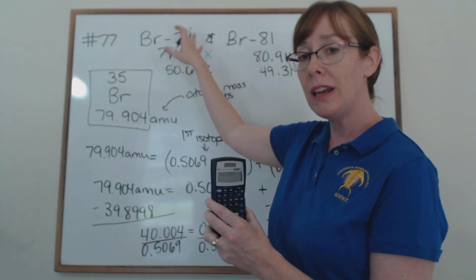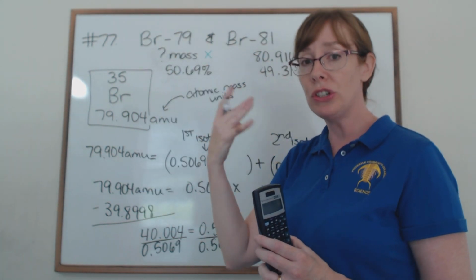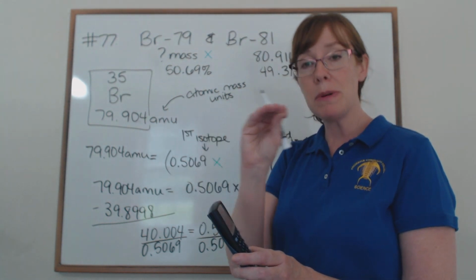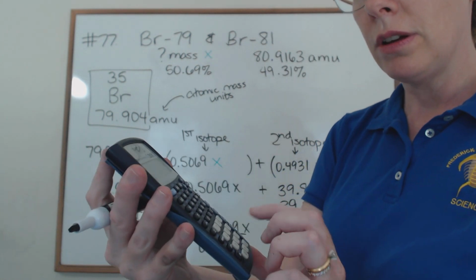Because remember, each proton and each neutron is one atomic mass unit, so it should be around 79. Now, not exactly, because it's not that perfect, but it's close. Let me go ahead and press enter, and I do.